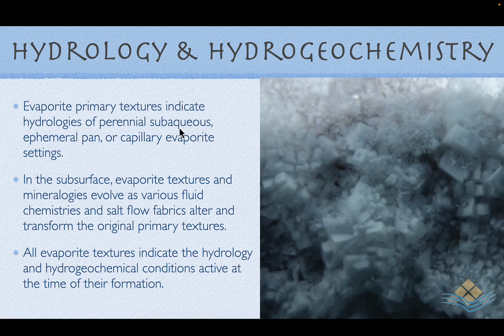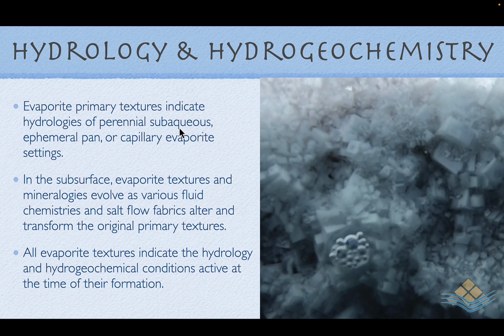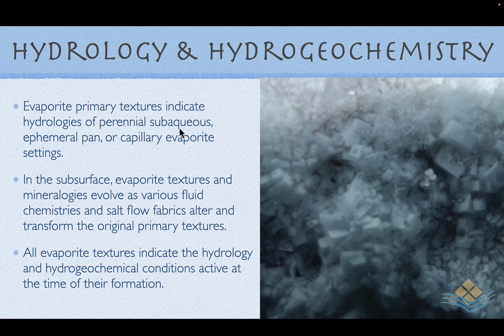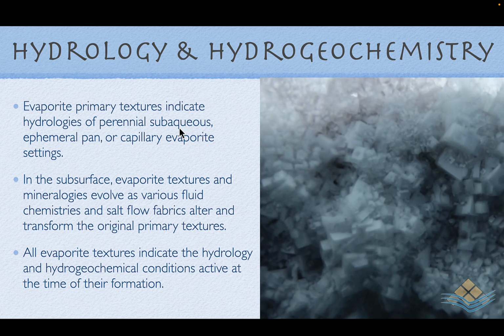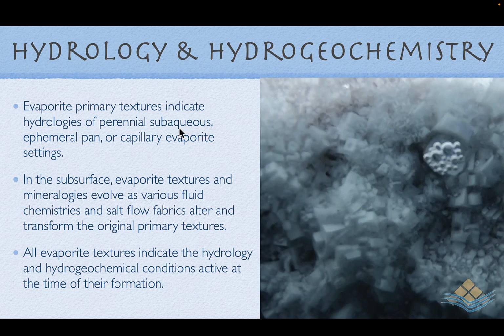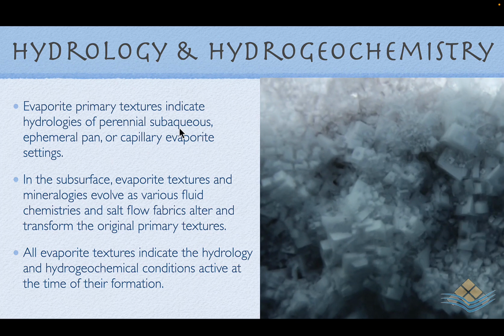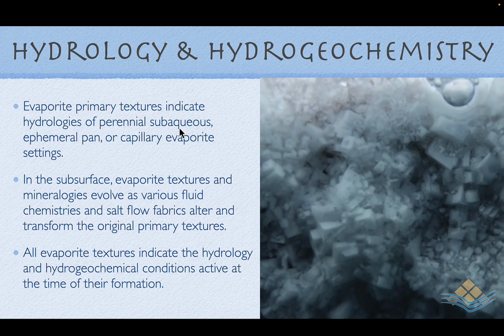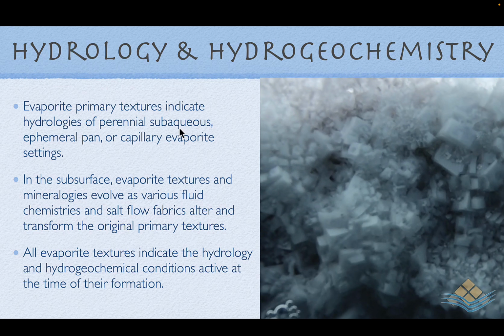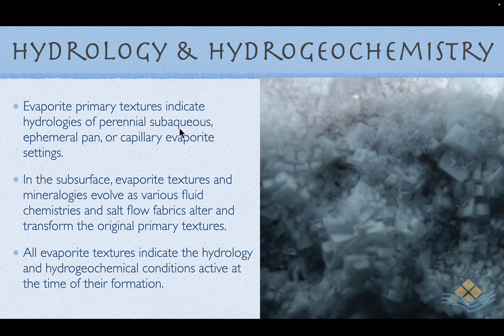Throughout, we see an alteration of the original primary texture. In ancient evaporites, be they bedded or halokinetic, we see very little of that primary texture remaining. What we see is the textural response to that evolving subsurface hydrology. We can make a general observation that all evaporite textures indicate the hydrology and the hydrogeochemical conditions that were dominant at the time those textures formed.